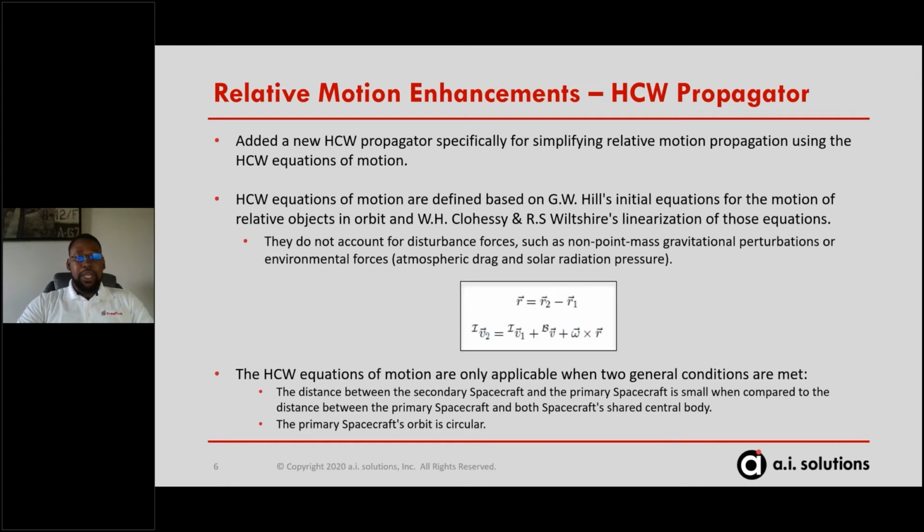Now, the reason that we picked these HCW equations of motion and created a propagator for this is because they are the most common equations for relative motion and provide simple solutions.